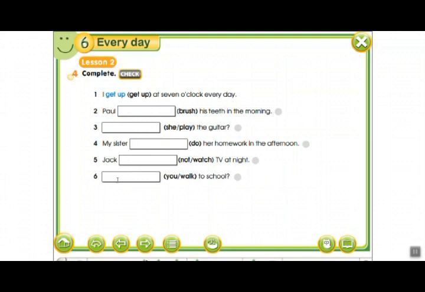So try to answer this exercise and send me your answers via WhatsApp. Okay, so I will wait for your answers.